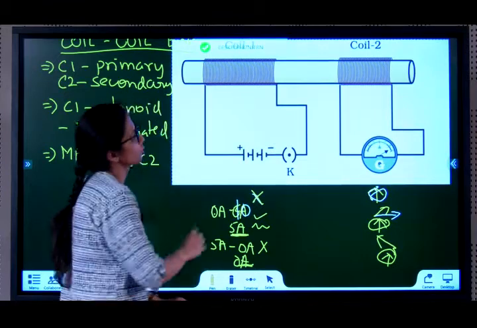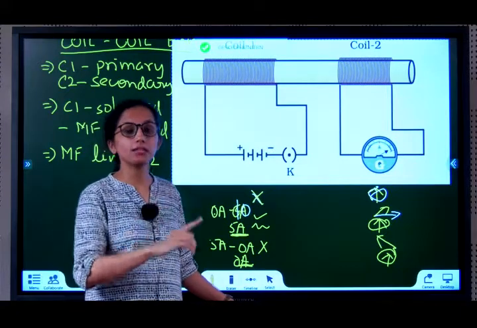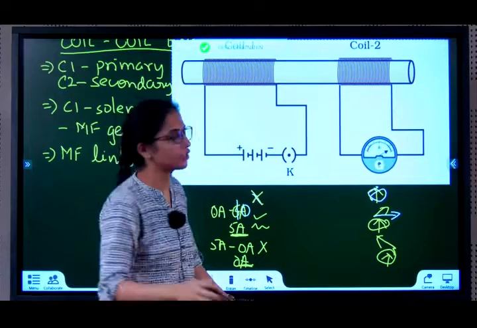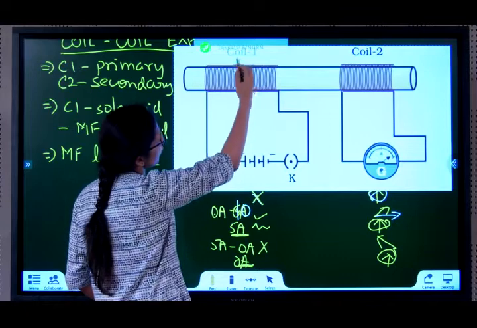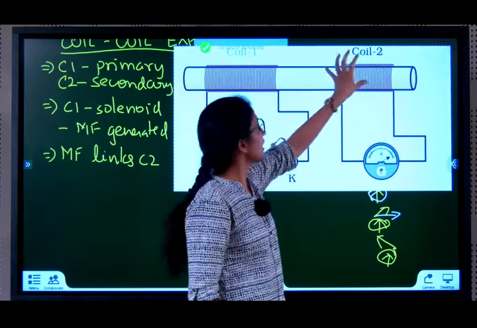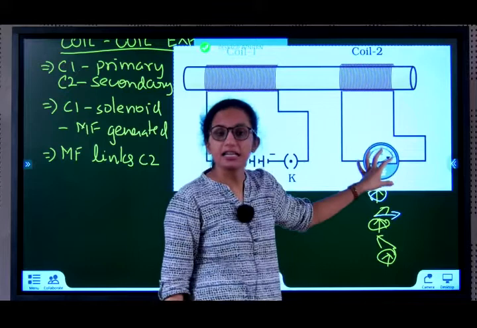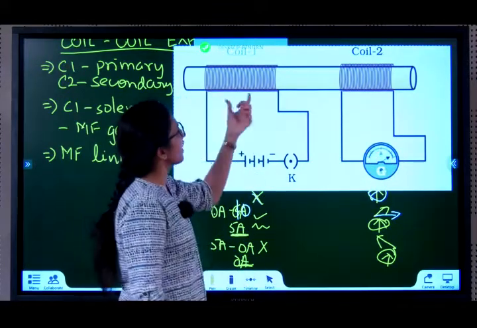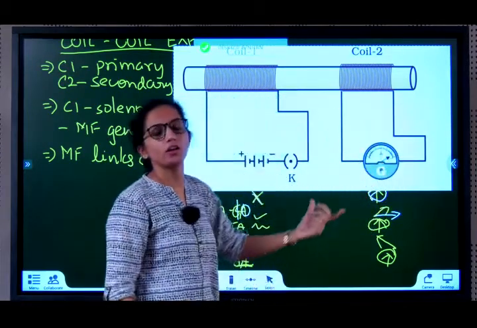Why? What is the conclusion? In the previous experiment, we learned that current is induced only when the magnetic field linking with the coil is changing. If the current in coil 1 is changing, the magnetic field around coil 1 is also changing. That means the magnetic field linking with coil 2 is also changing. If the magnetic field linking with coil 2 is changing, then a current is induced. When is it changing? When you are switching on and switching off the circuit. Therefore, only when you switch on and switch off the circuit, you are seeing a momentary deflection in coil 2.